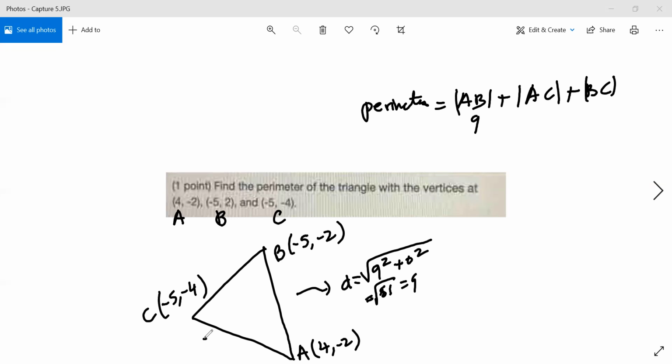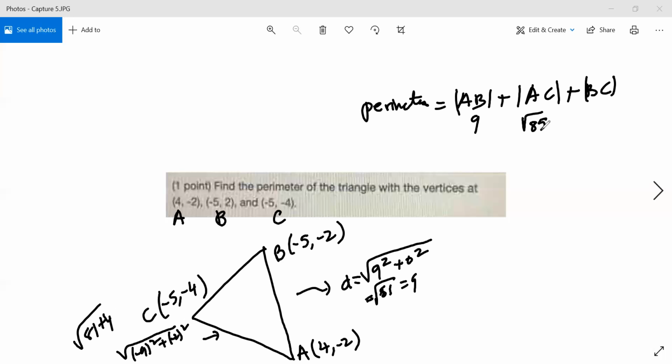Now I'm going to find distance AC. This one right here, again, I can just do the square root of x1 minus x2, that's also -9 squared, and then -2 squared. So this is the square root of 81 plus 4, so that's root 85. So this one is root 85.